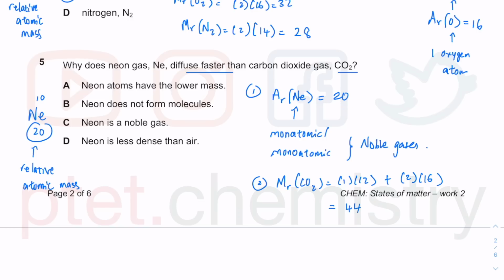So it is the lower mass that's important. I will just show you how to do it, but if you see this kind of question, you should be able to read through the options and cross out which ones are definitely impossible. Rate of diffusion has to do with how heavy you are, and therefore it has nothing to do with other factors except relative atomic or relative molecular mass.